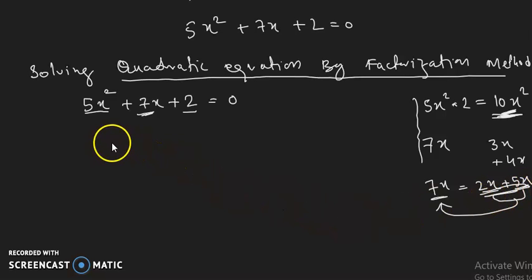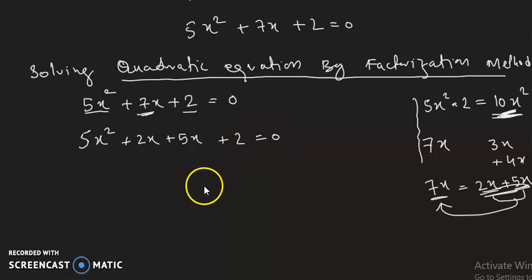So we will replace this 7x by these two terms. It will make it easy. We will write 5x squared, then 2x plus 5x instead of 7x, and we will write the remaining part of the equation, plus 2, equals 0.